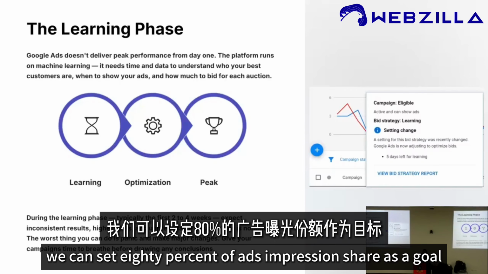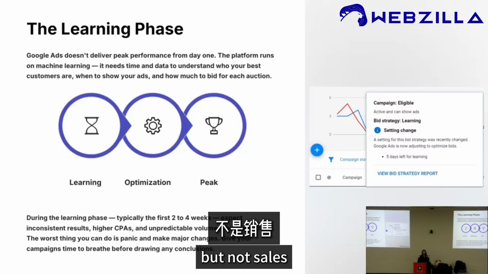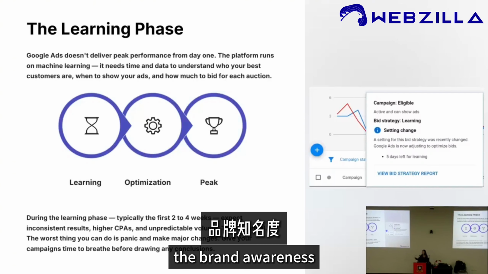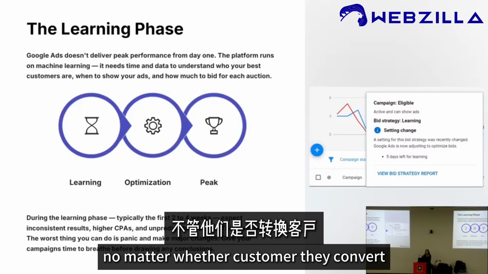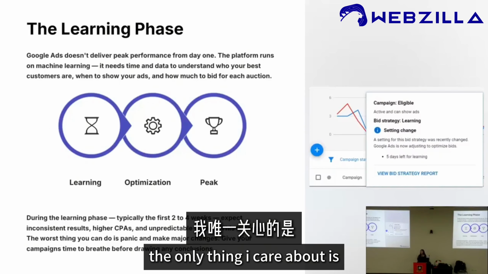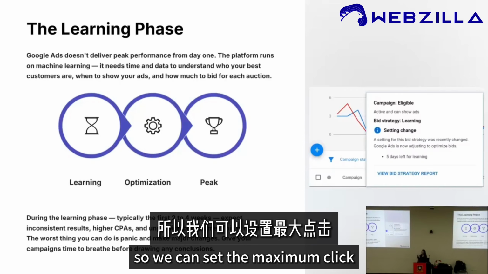We can set 80% ads impression share as a goal. Then Google knows that we only want impressions, not clicks, not conversions, not sales. We only want impressions, the brand awareness. The third one is maximum clicks. It means that no matter whether customers convert, the only thing I care about is whether they check our website. So we can set the maximum clicks.